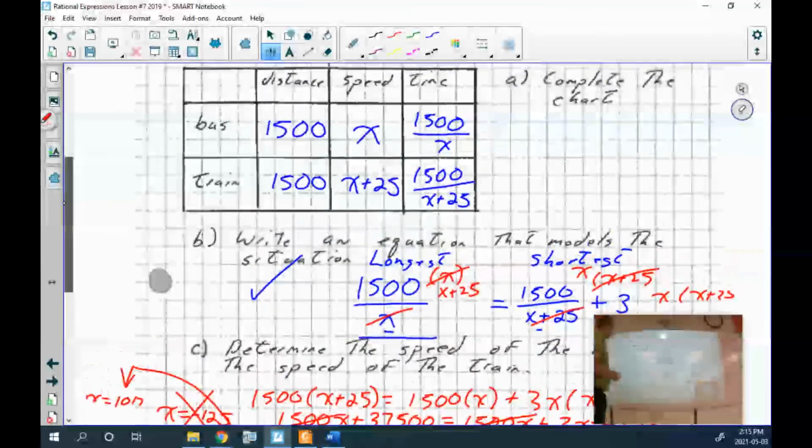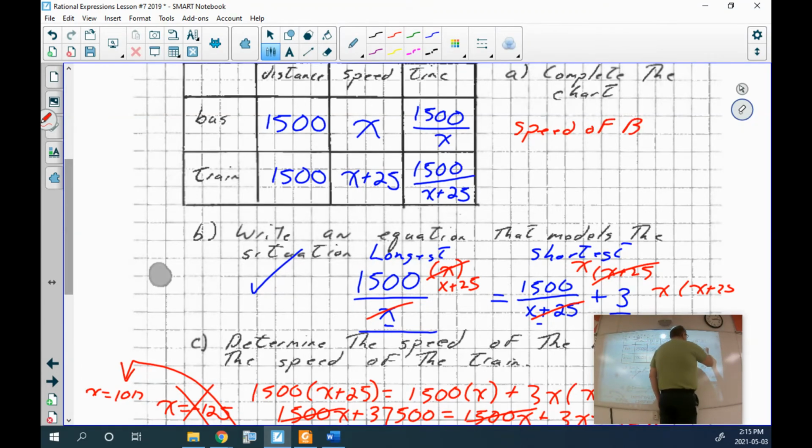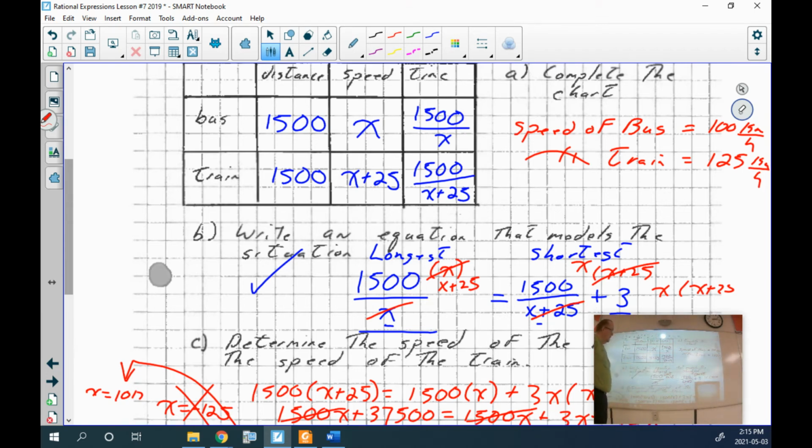Well, we have to answer the problem, speed of the bus is equal to x, so that's 100 kilometers per hour. Speed of the train is 100 plus 25, so 125 kilometers per hour. So, again, this is very, very important for you to practice, getting the equation. So, let's do one more.